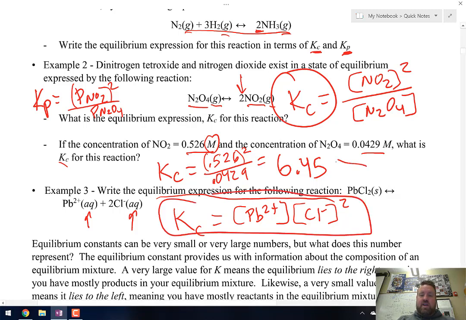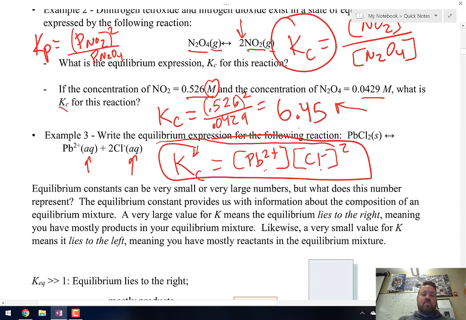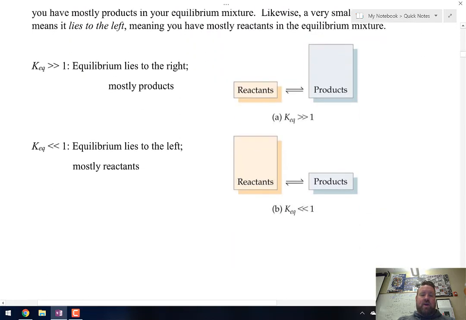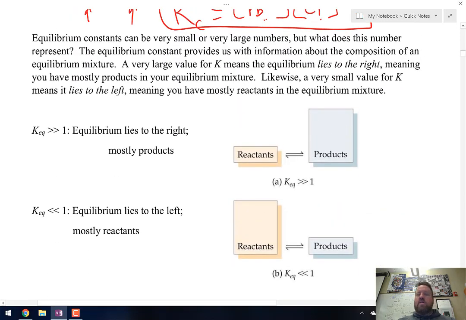And then just like up here, you could put numbers in, and then you could solve for the equilibrium constants. Okay, last thing here real quickly. Equilibrium constants can be very small or they can be very large. What does that number actually mean?